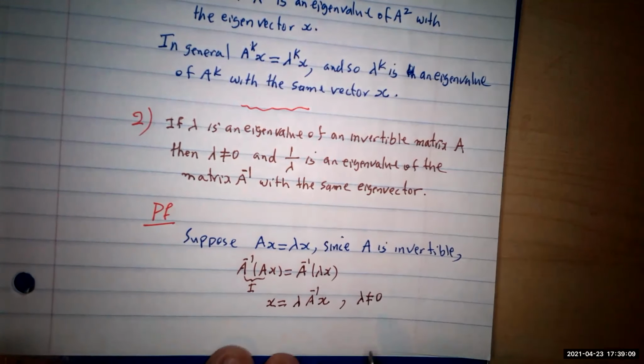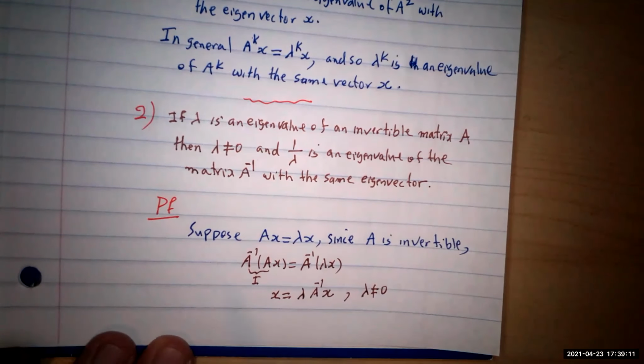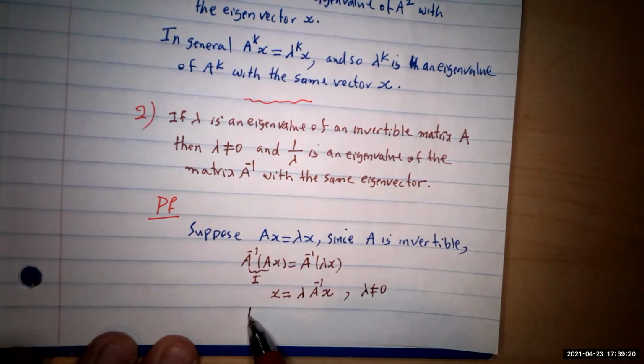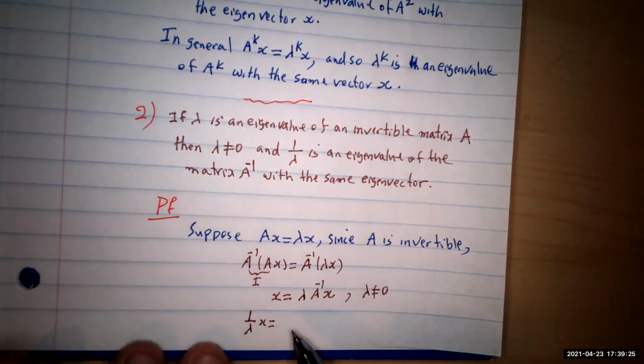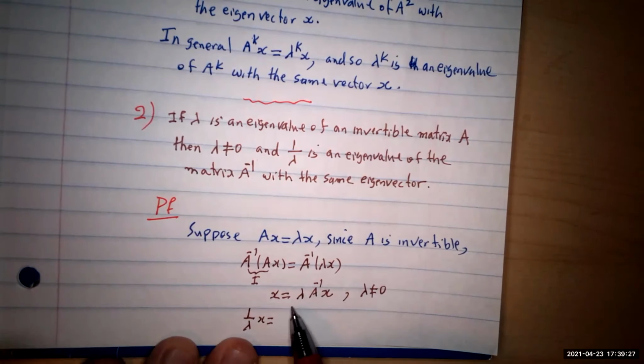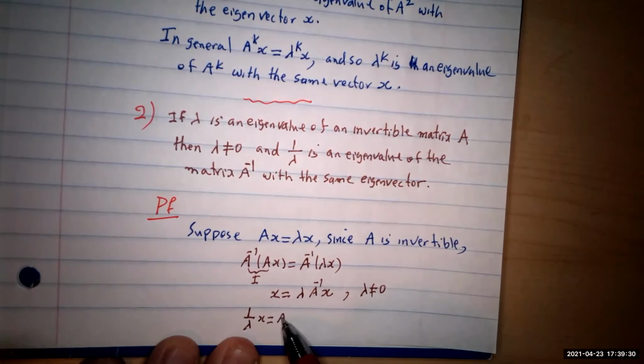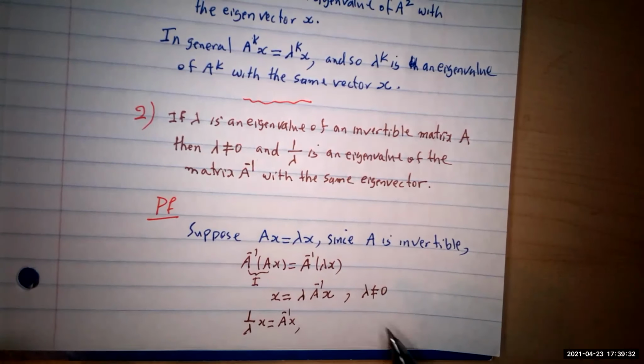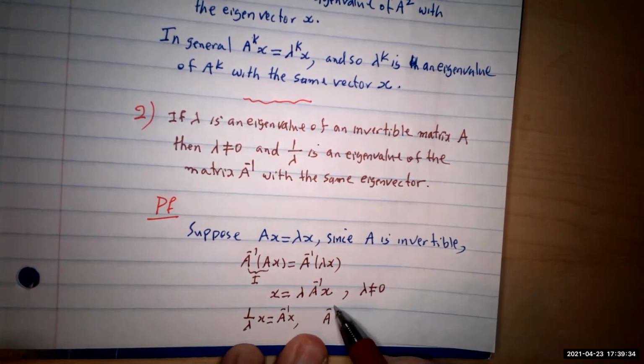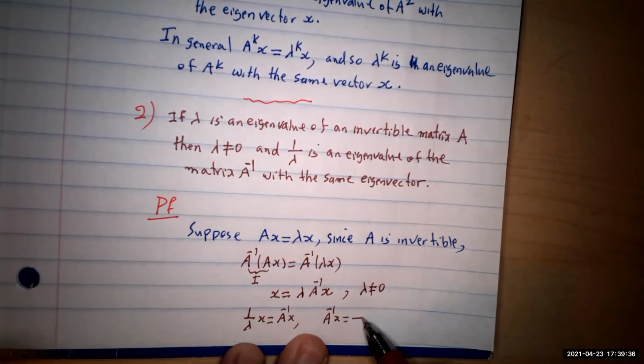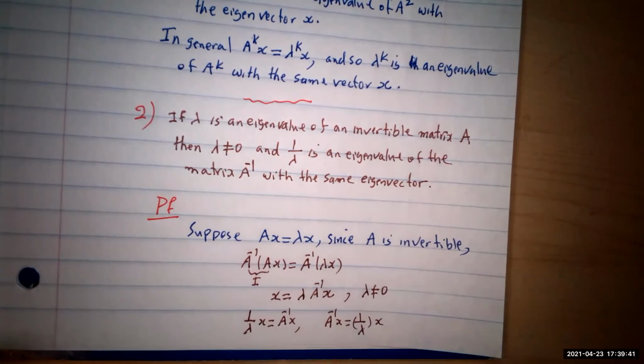Okay, lambda must be non-zero, so we can divide both sides by lambda. If we divide by lambda, what is going to be the result? You are going to have 1 over lambda times X, which is equal to the A inverse of X. So what we proved is that A inverse of X is simply equal to 1 over lambda times X.